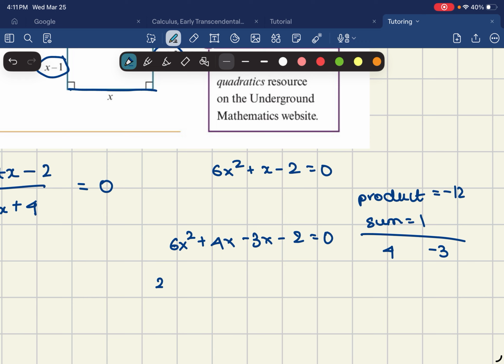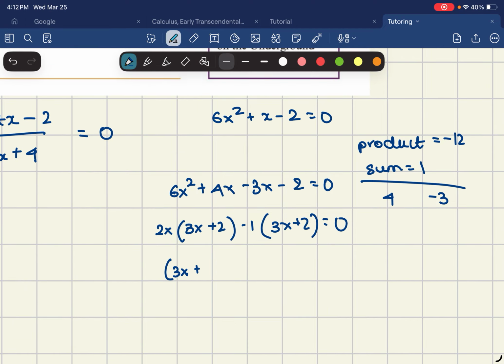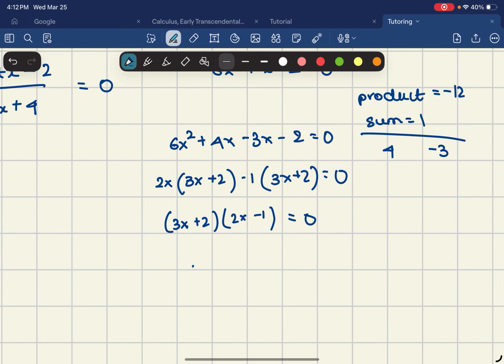I can factor out a 2x from the first two terms, so I will get 3x + 2. And I can factor out a negative 1 from the second two terms, so I get 3x + 2 as well. So I have (3x + 2)(2x − 1) = 0. And therefore, my solutions are x = 1/2 and x = −2/3. So just set them individually to 0 and you will get these two solutions.